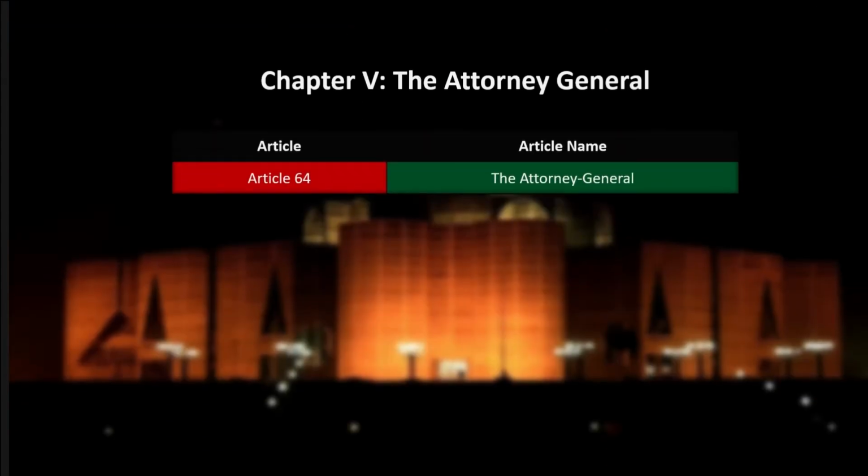Then, Chapter 5, the Attorney General. This chapter empowers the President to appoint a competent person to serve as a Supreme Court Justice. The Attorney General is entitled to attend the proceedings of any courts of the Republic.